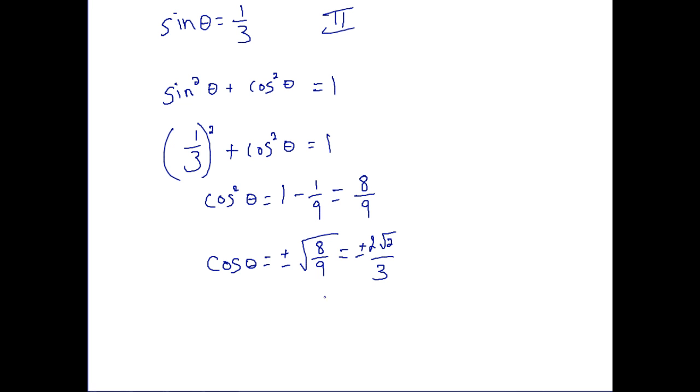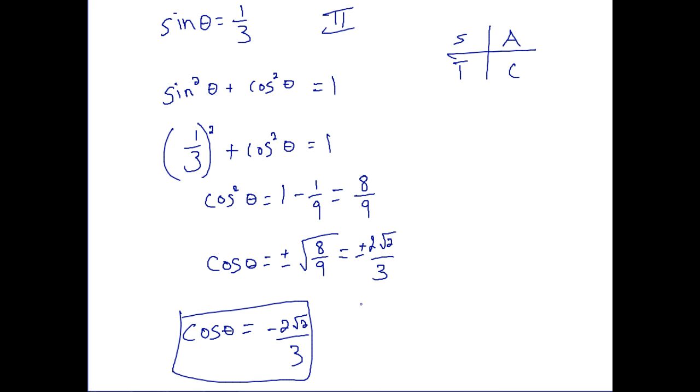Now, the question is, do we want positive or negative? Well, by the same reasoning we used in the previous method, we look at our quadrant. What quadrant are we in? We're in the second quadrant here, and only sine is positive there. So that means we want the negative root, which would give us a negative 2 radical 2 over 3. And so that gives us cosine, and to find tangent, well, tangent of theta is just equal to sine of theta divided by cosine of theta.